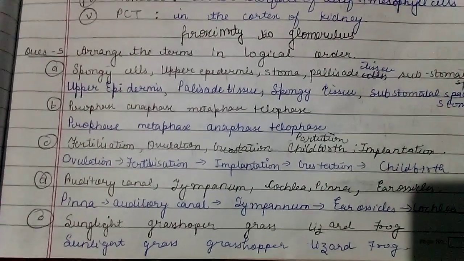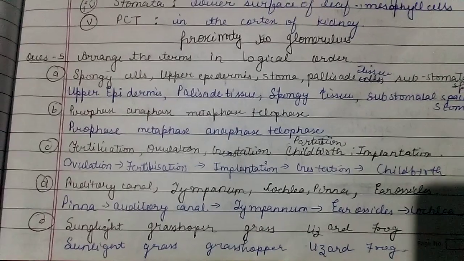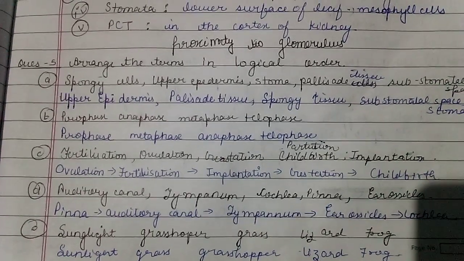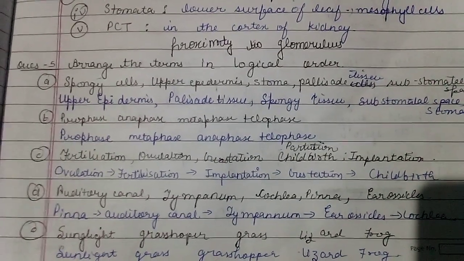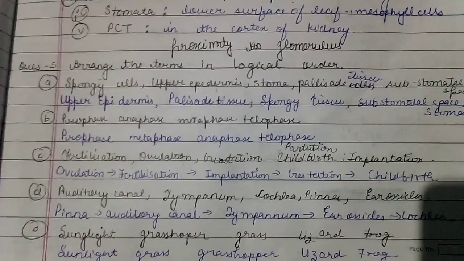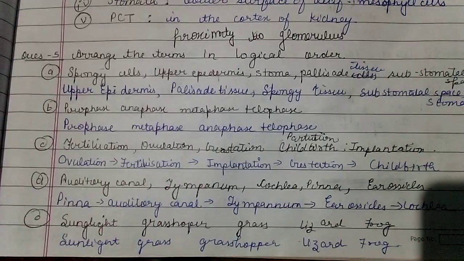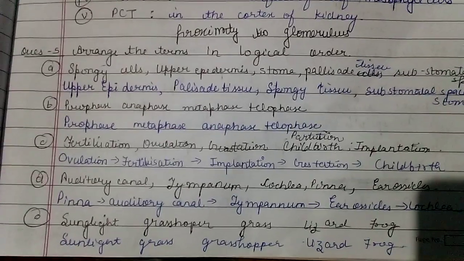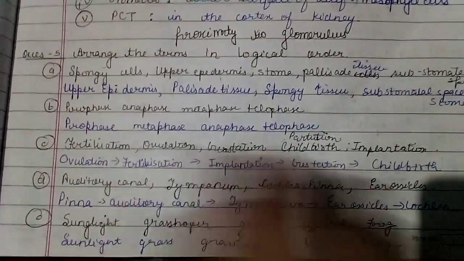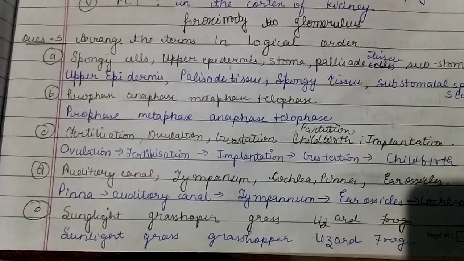Then question C: fertilization, ovulation, gestation, childbirth or parturition, and implantation. The correct order is ovulation, fertilization, implantation, gestation, and childbirth. The definitions of all the first four terms are very important. Okay, try to learn them as they are from the book.